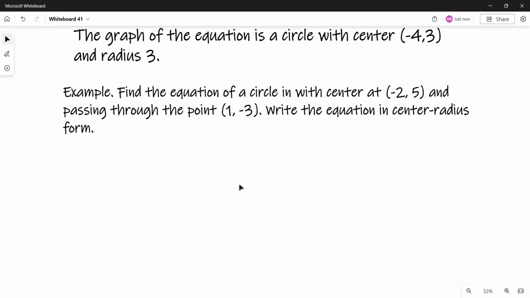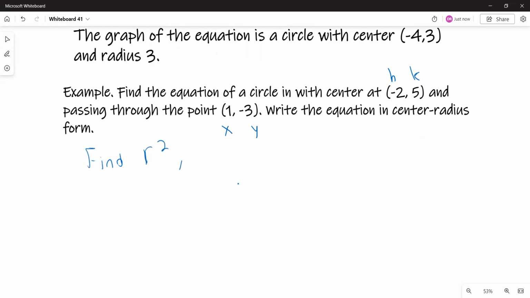Okay, so we know the coordinates of the center, and we know the coordinates of a point. So these two, negative 2, 5, are h, k, and 1, negative 3 is x, y. We're going to plug it into the equation of the circle, and we're going to find the radius. So we need to find the radius, or not even that, find r squared.